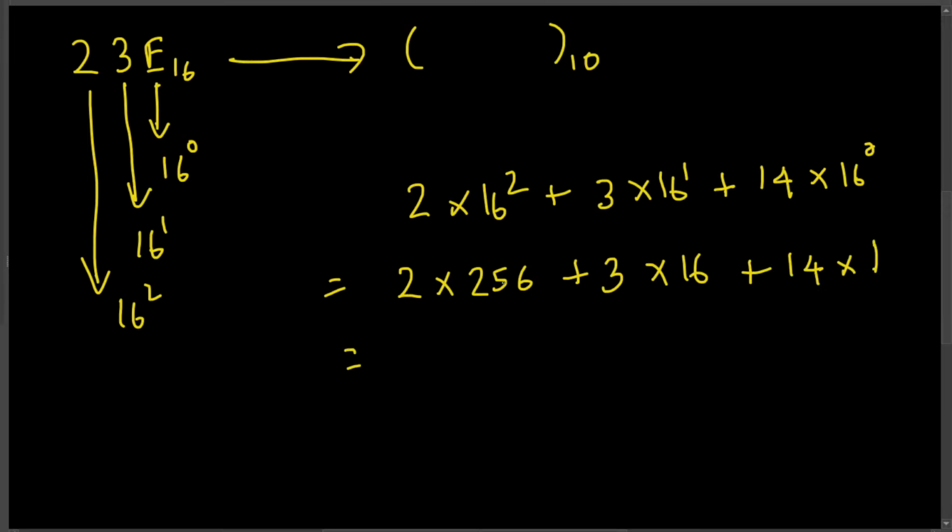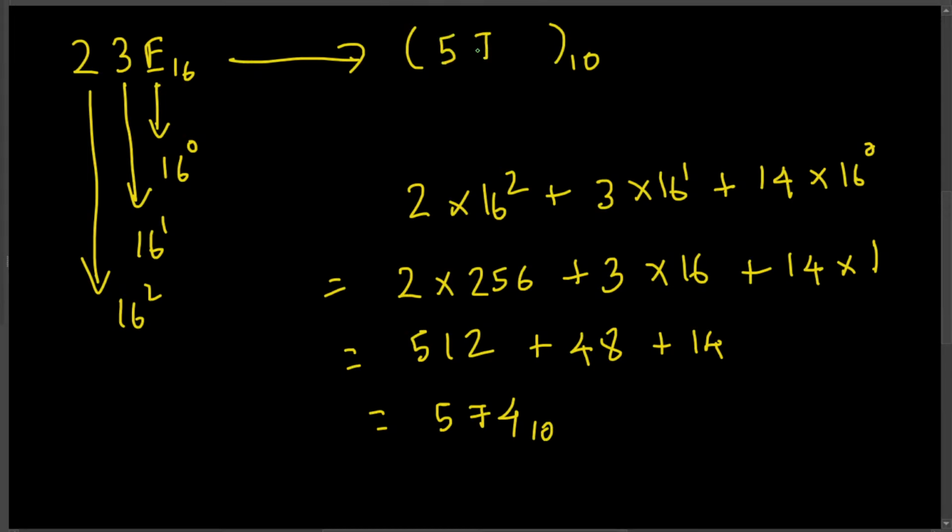Okay, 2 times 256 is 512, and then 3 times 16 is 48, and then 14. If you add them together, you're going to get 574, and that is base 10. That's our final answer, 574. Now let's look at another example.